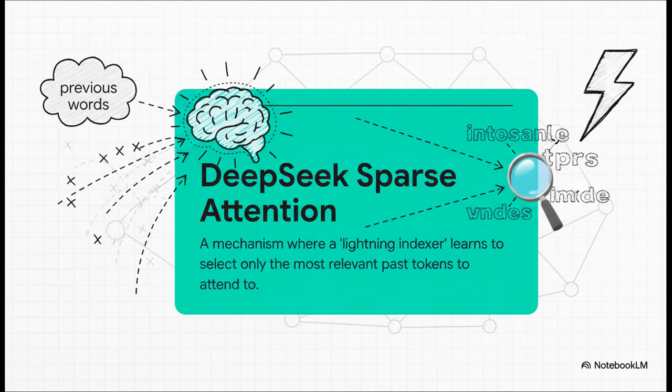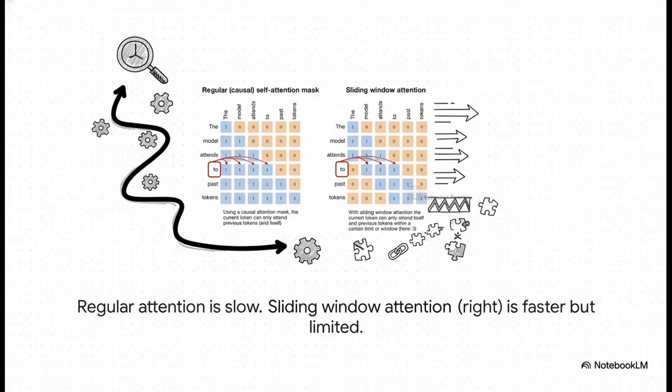It learns to pick out and focus only on the really important words. Now, to really get why this is such a big deal, you gotta look at how it's usually done. On the left, you've got regular attention. It looks at every single previous word. It's thorough, for sure, but man is it slow.